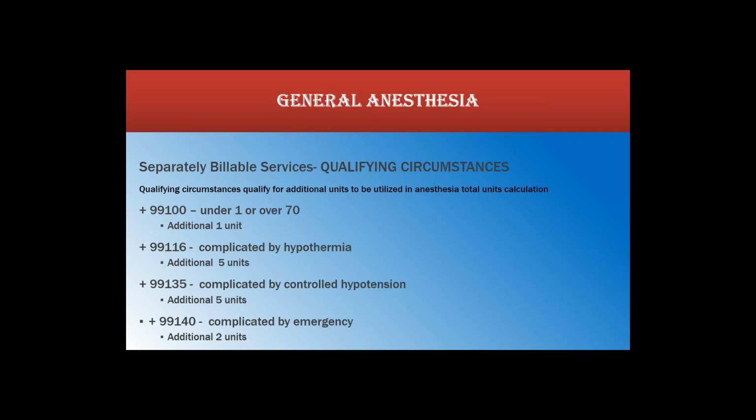Add-on code 99116 indicates complicated by hypothermia, which is an additional 5 units. Add-on code 99135, complicated by controlled hypotension, and that's an additional 5 units. Add-on code 99140, complicated by emergency, and is an additional 2 units. Per CPT, an emergency is defined as existing when delay in treatment of the patient would lead to a significant increase in the threat to life or body part.